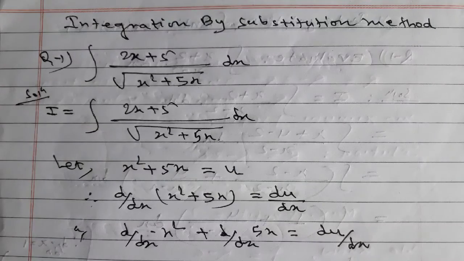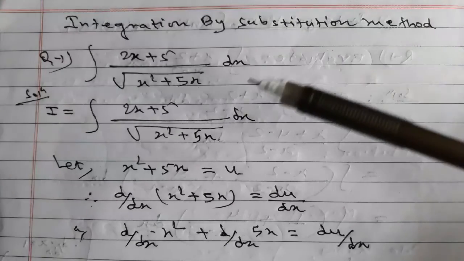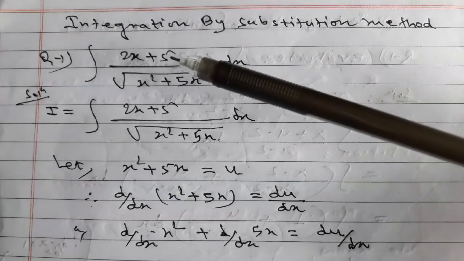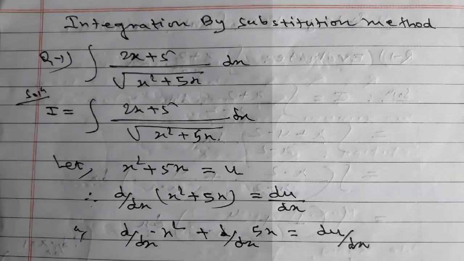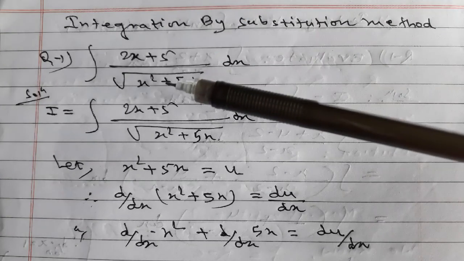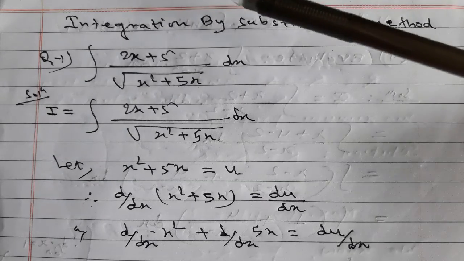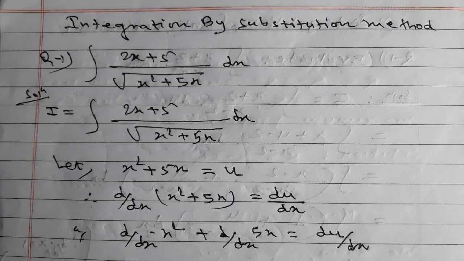Before we apply substitution method, we have to check whether we can apply it or not. What is the required condition for the substitution method? If there are two functions given, then the derivative of one function must be equal to the other function. Either the derivative of the first function should be equal to the second function, or the derivative of the second function should be equal to the first function. Then only we can apply the method of substitution for integration.